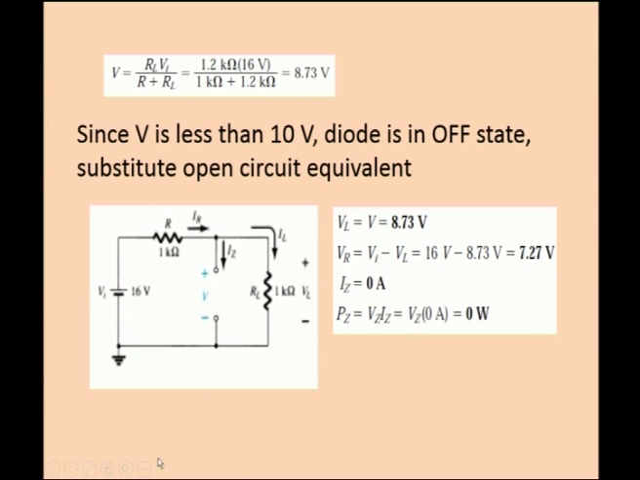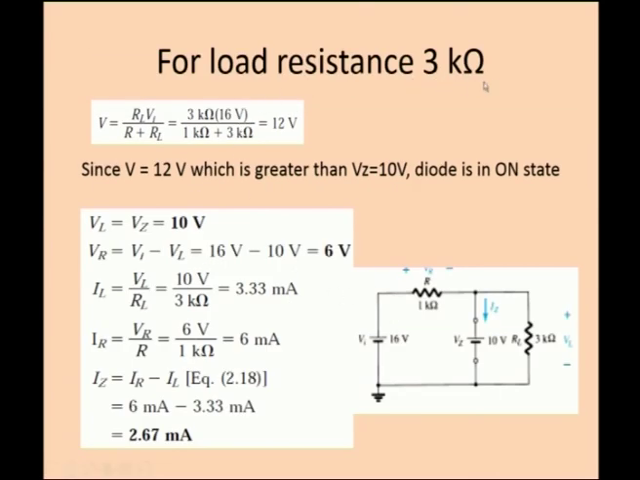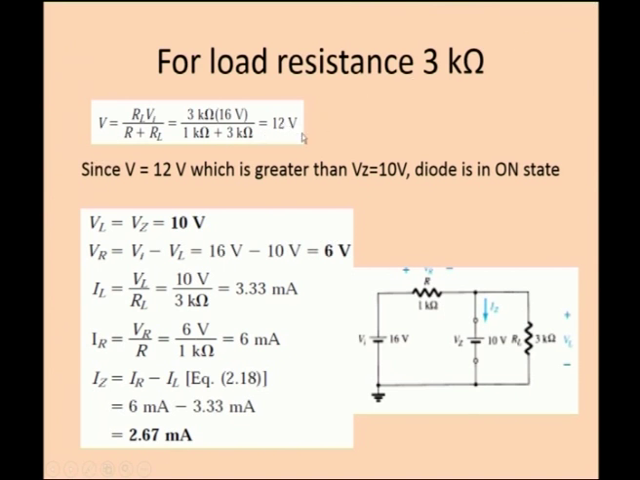So now we have calculated the load voltage and the power dissipation by the Zener diode for the load resistance 1.2 kilo ohms. Now if the load resistance is taken as 3 kilo ohms, the voltage at this point is calculated as 12 volts. Since the voltage is 12 volts, which is greater than the Zener voltage 10, the diode is on. So this is the first step, find out the state of the diode. Since it is on, we have to replace the diode by VZ, which is 10 volts. Now again calculate all the load voltage and load current.